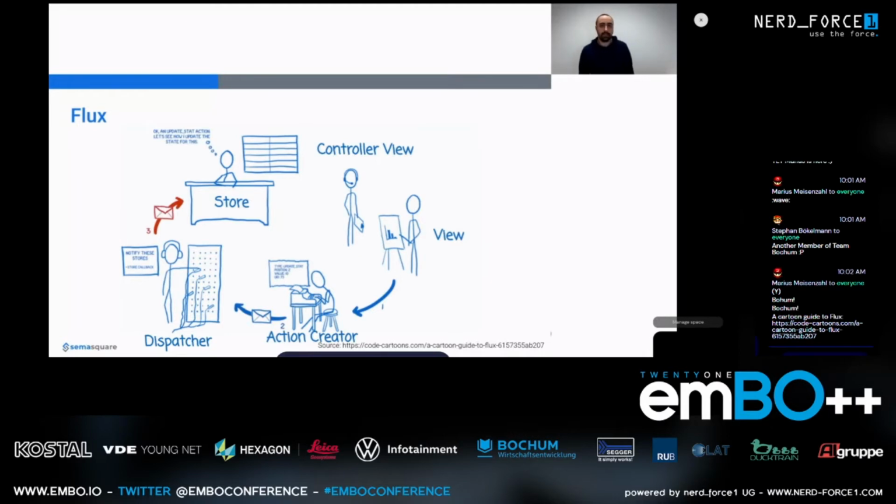And the dispatcher sends the action to all stores. And the stores decide whether they want to react to the action or not. If a store has changed its state, it tells the controller view that the state has changed. And the controller view will then ask for the changed state. The controller view will then tell the view to re-render its UI based on the new state. This was a simplified graphical introduction to the flux pattern.